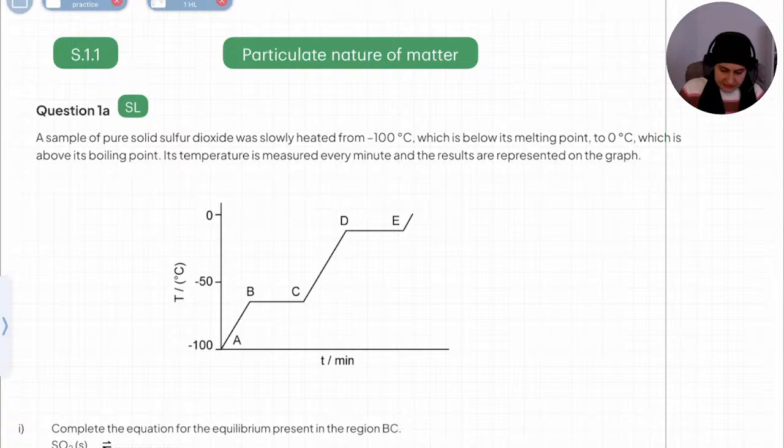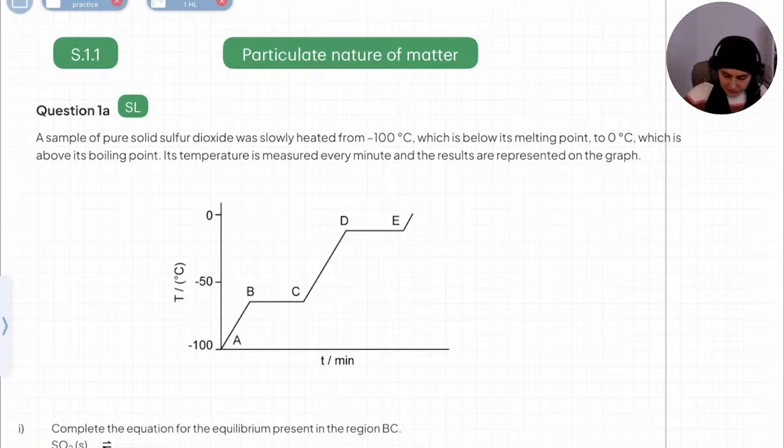First question. A sample of pure solid sulfur dioxide was slowly heated from -100 Celsius, which is below its melting point, to 0 Celsius, which is above its boiling point. Its temperature is measured every minute, and the results are represented on the graph. All right, so what do we see here? This is a typical heating curve. Similar to the one you would have for water, but with different temperatures.